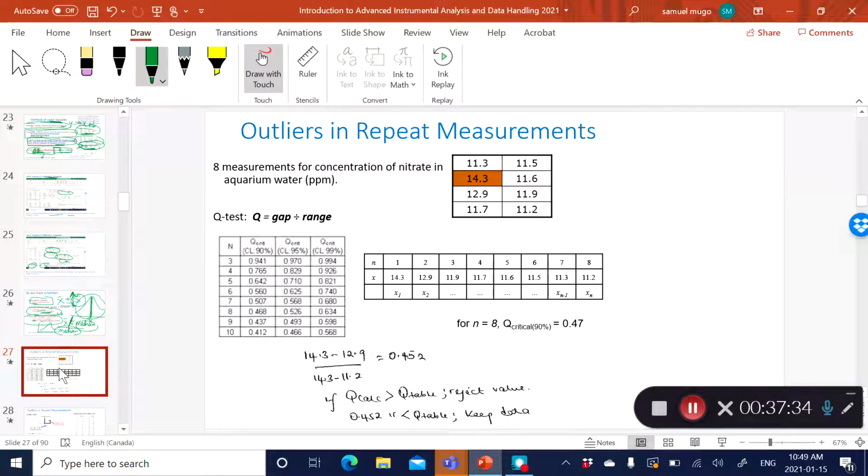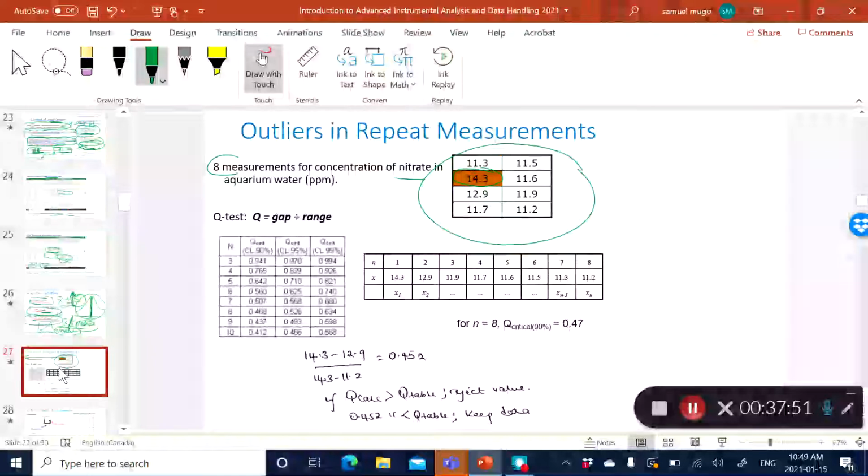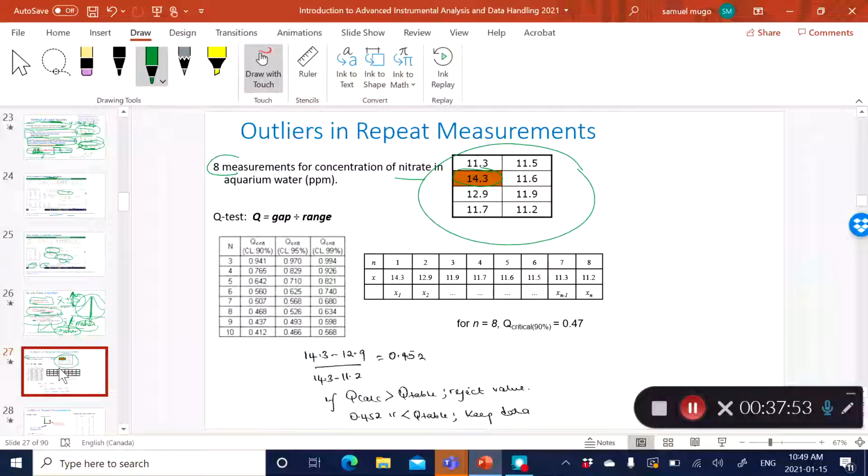So the Q-test, look at this data set here. I'm analyzing nitrate, and I've got 8 measurements. Most of them look very good, but this particular data, 14.3, appears to be fairly anomalous compared to the others. And so I want to test, is it an outlier?